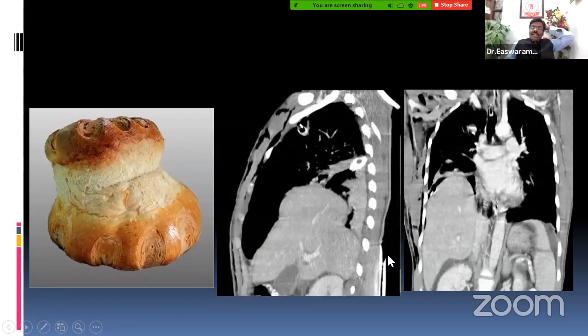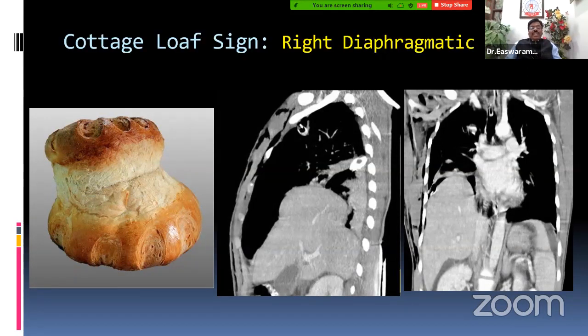This is another rare prize exam question. Anybody knows this particular sign and what I'm trying to depict in this CT? This is a type of bread here. This is actually quite common in the UK. This is called cottage loaf sign. It's like one bread, you get another half bread free, like that you can have a French cap, something like that. So you have the liver herniating through the right dome of the diaphragm, like this.